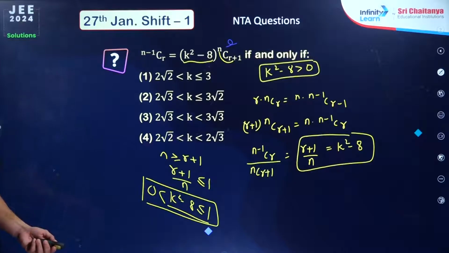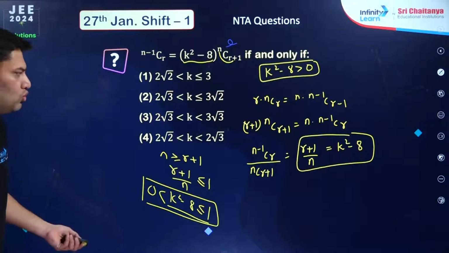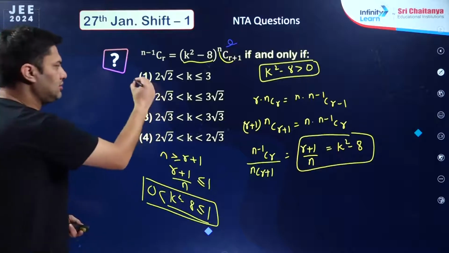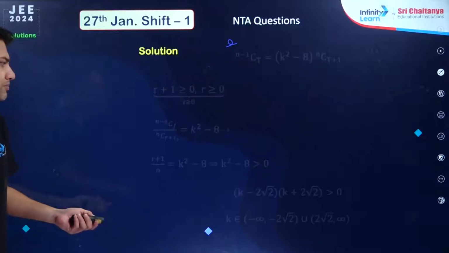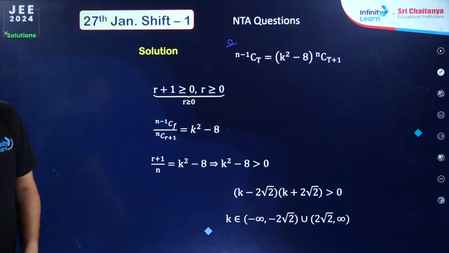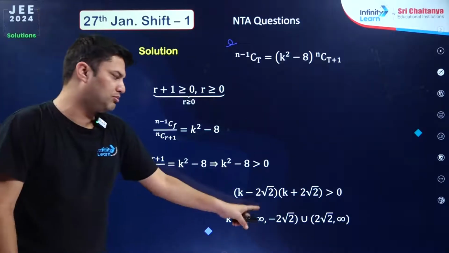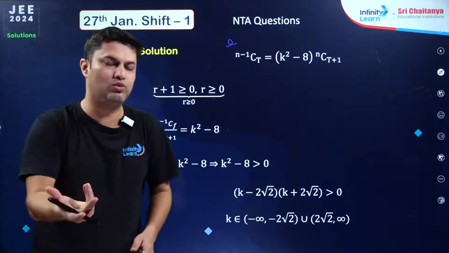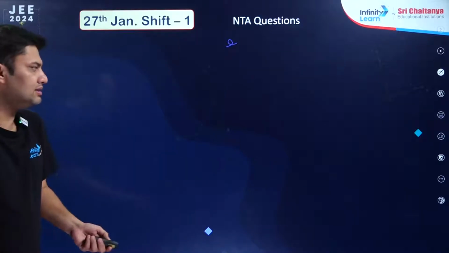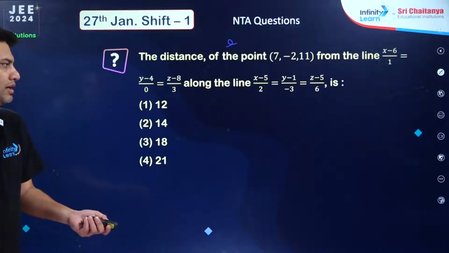Solve this inequality and you will get your answer from 2 root 2 to 3. Yes, so I think option A is the right answer. You can see the solution also. Similar solution. So R plus 1 by N is K square minus 8. It is positive. And obviously K square minus 8 is also less than equal to 1. So hence your answer is there. So according to this, option 1 is the right answer.